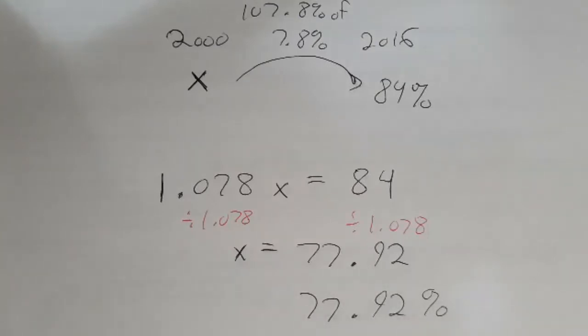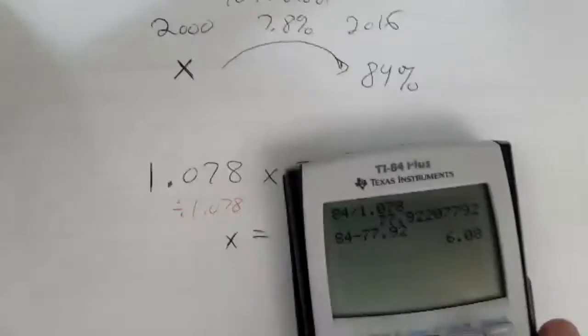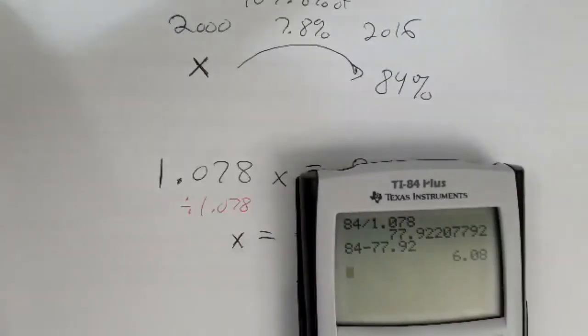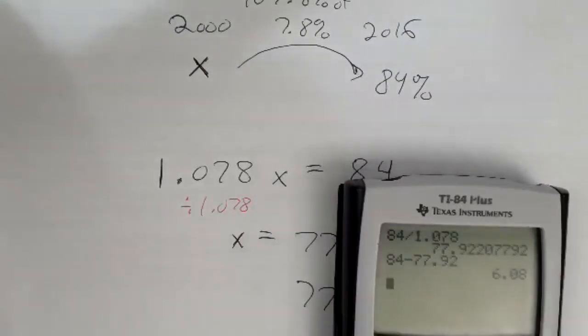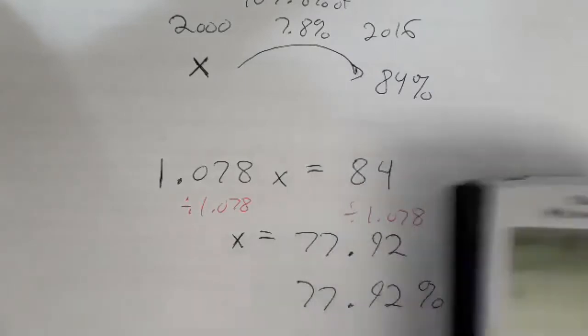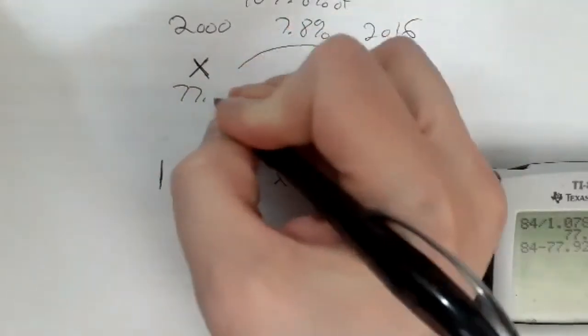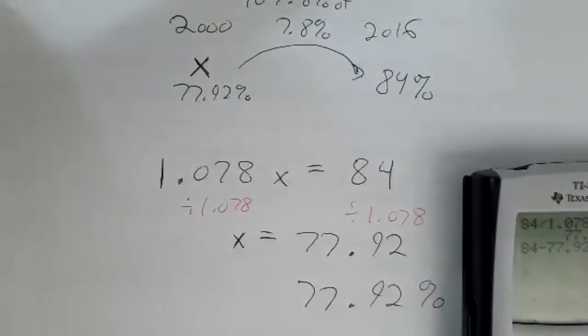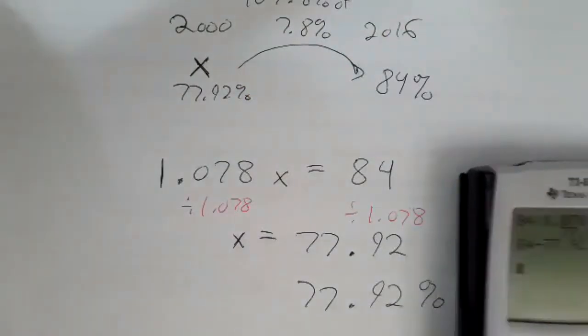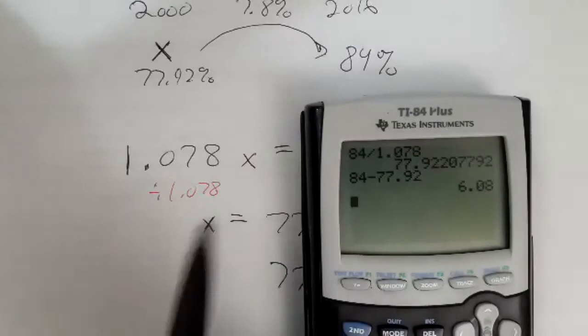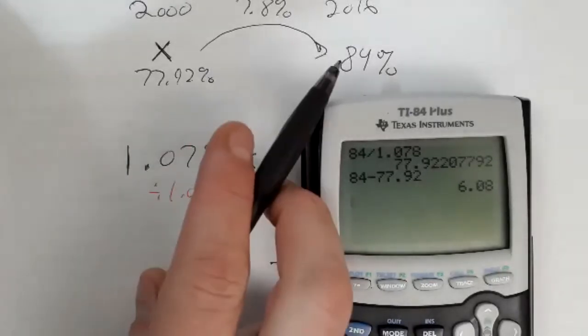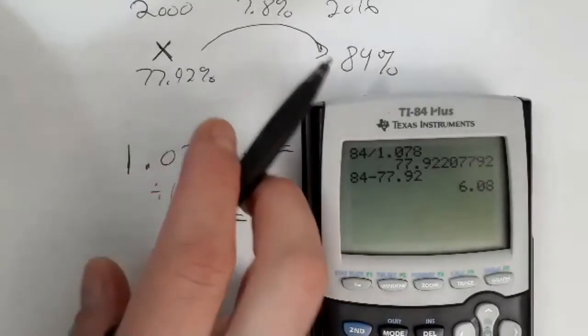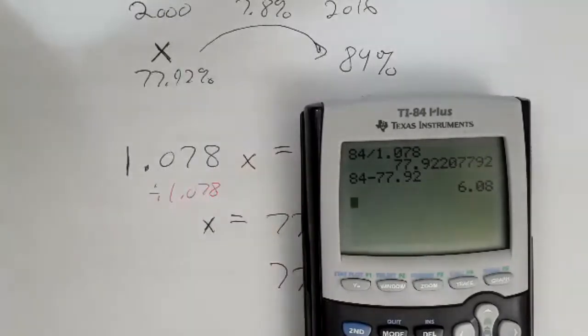So if I want to know percentage points, that would be the 84 minus the 77.92. So there would be a 6.08 percentage point difference, right? Good way to think about this: that is 77.92. If we want to think about this change, it's a change of 6.08 percentage points, or this thing is going up 7.8%, is another way to say it.